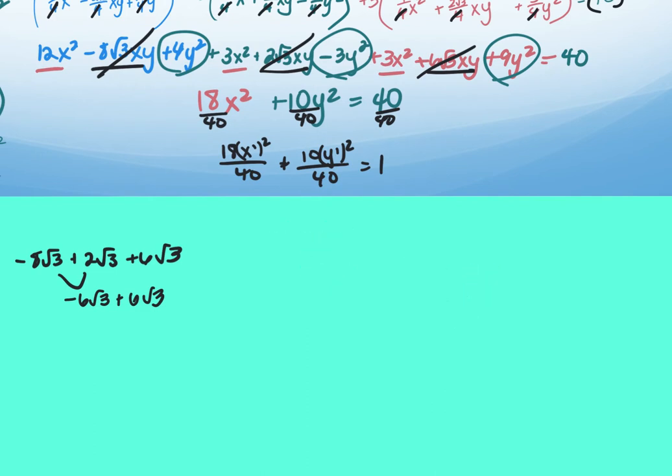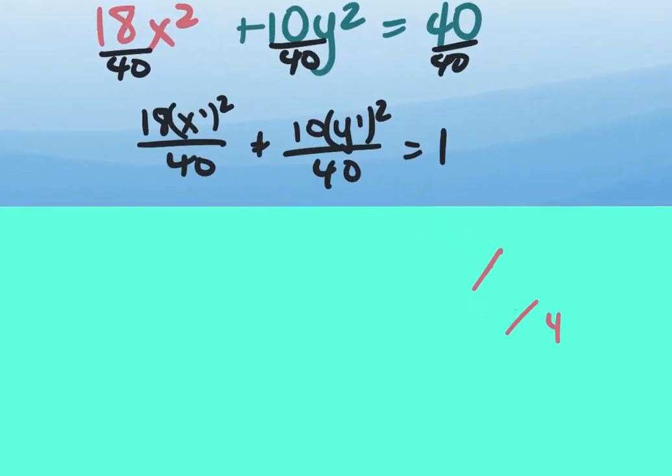So the easy one is the 10 into the 40, right? 10 goes into 40 4 times. Does 18 go evenly into 40? No. How do I simplify that? So this would be 9 over 20, right?